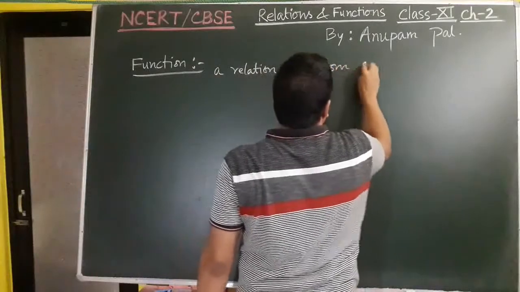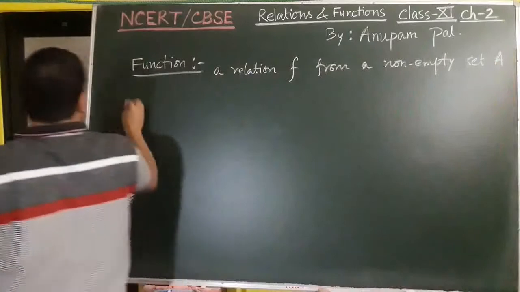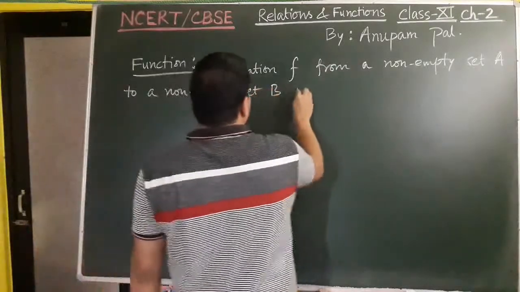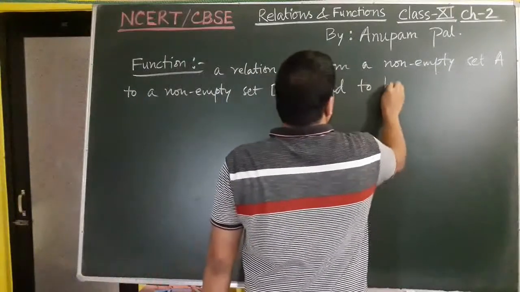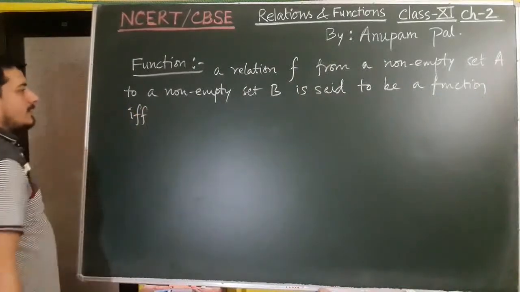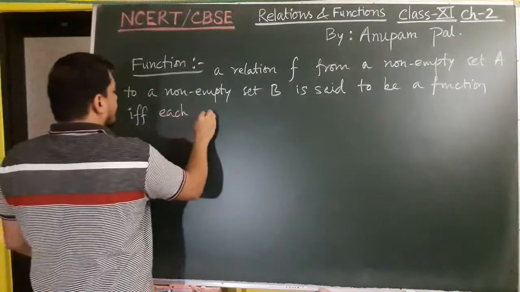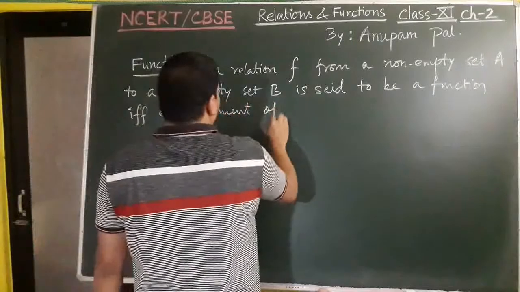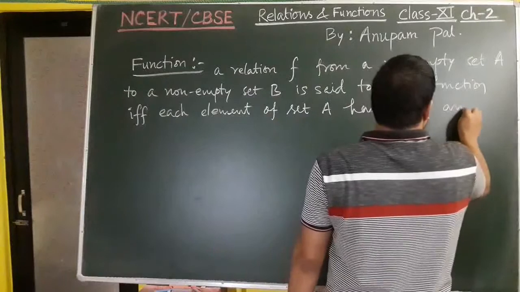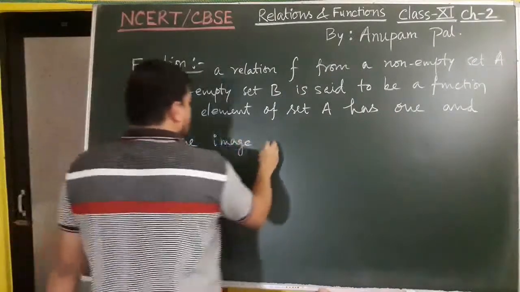A relation F from a non-empty set A to a non-empty set B is said to be a function if and only if each element of set A has one and only one image in set B.